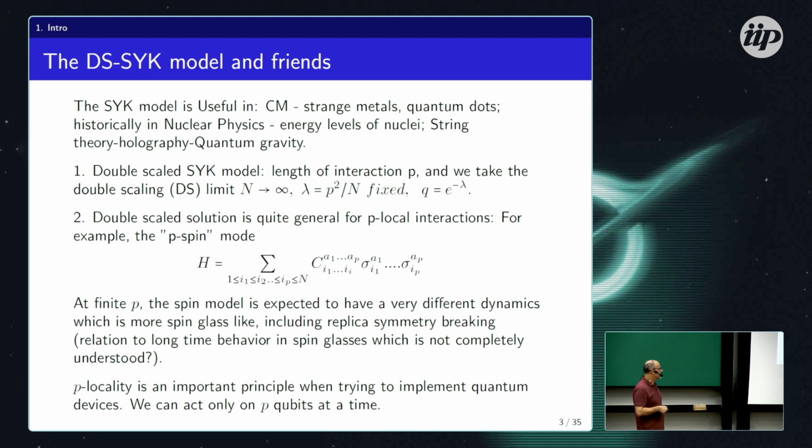And of course, p-locality is generally an important principle because if there's ever going to be a quantum computer, you will act only on p of them at the same time. This is like a grant statement sentence for people who've been writing grants.